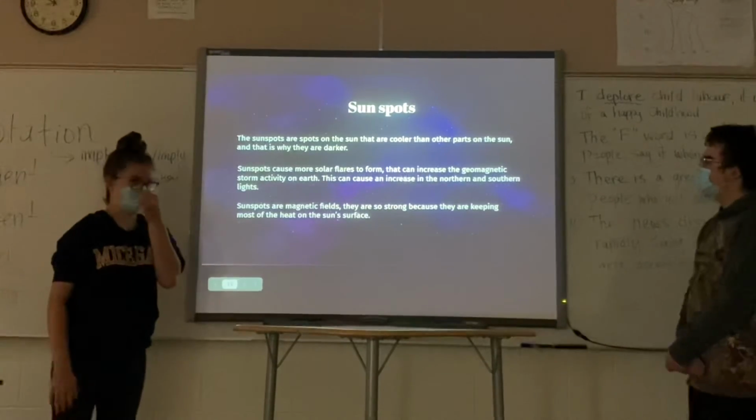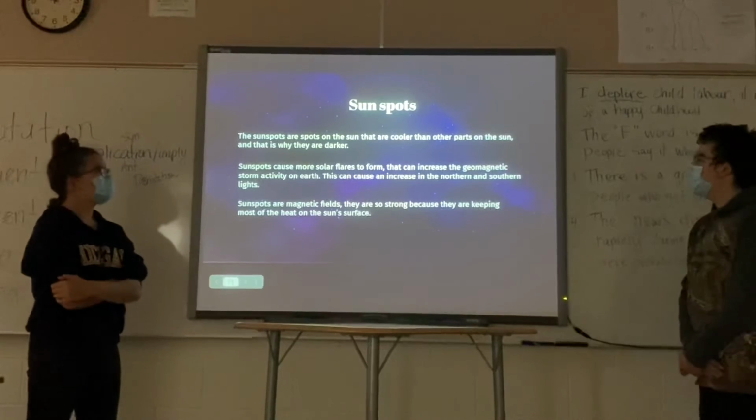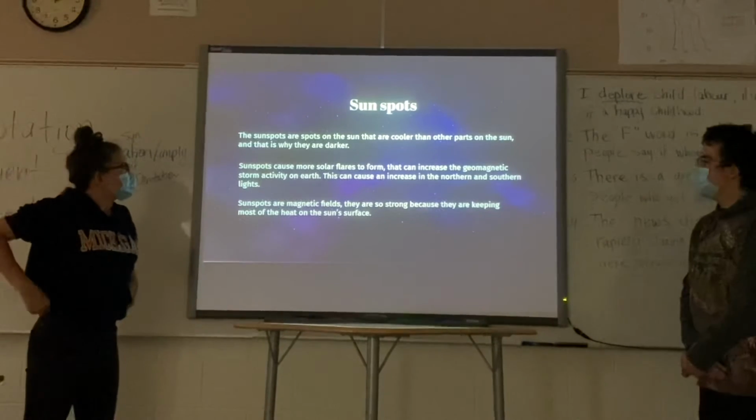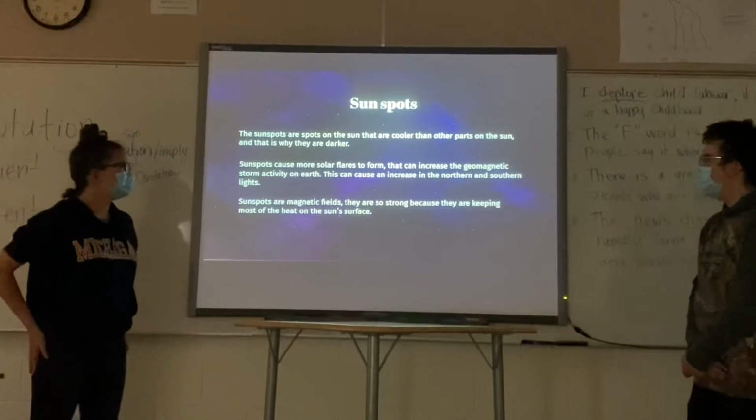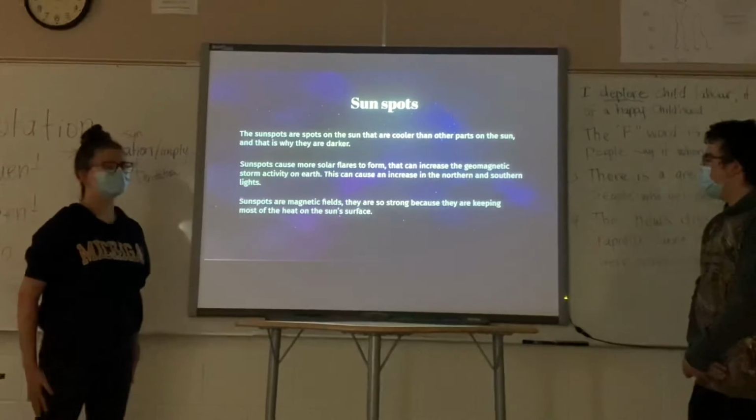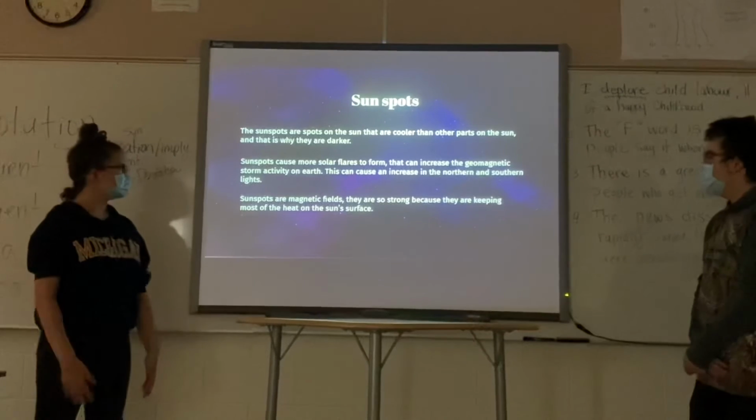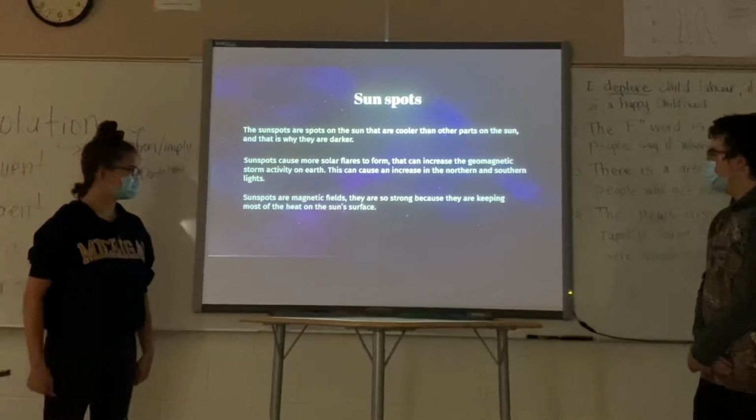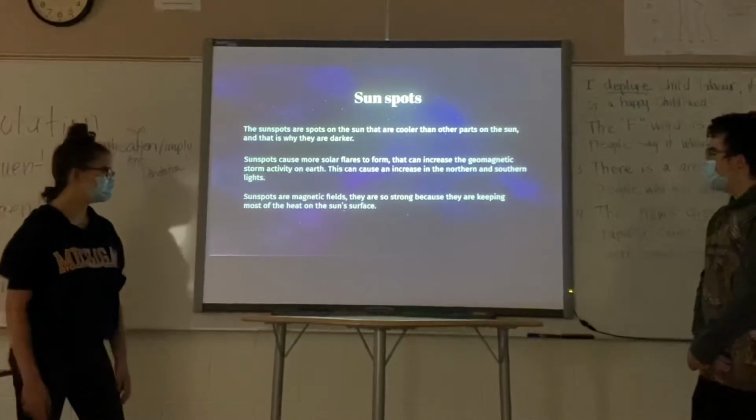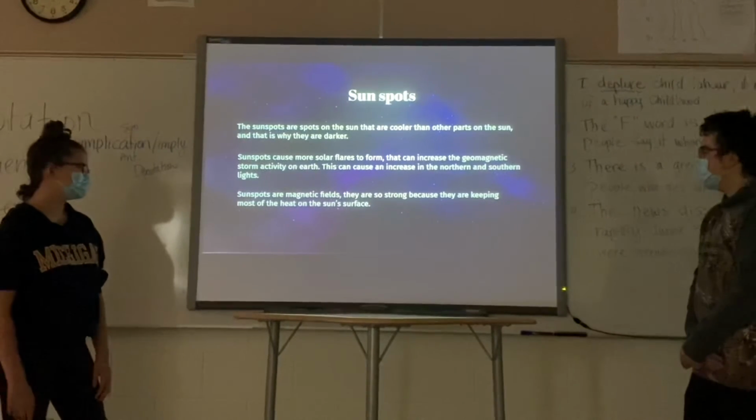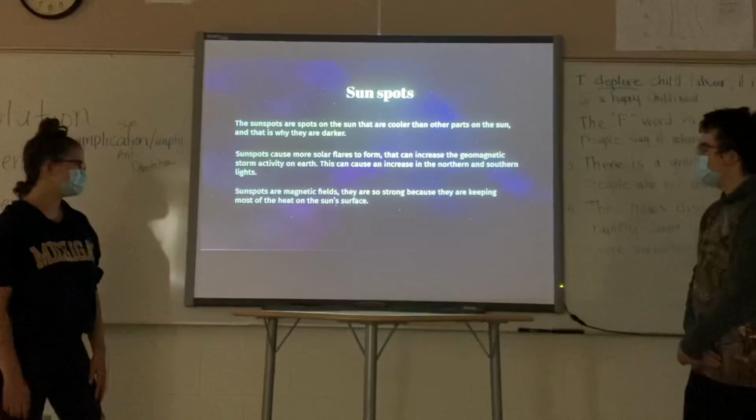Sunspots. The sunspots are spots on the sun that are cooler than the other parts of the sun, and that is why they are darker. Sunspots cause more solar flares to form. That can increase the geomagnetic storm activity on Earth. This can cause an increase in the northern and southern lights. Sunspots are magnetic fields. They are so strong because they are keeping most of the heat on the sun's surface.